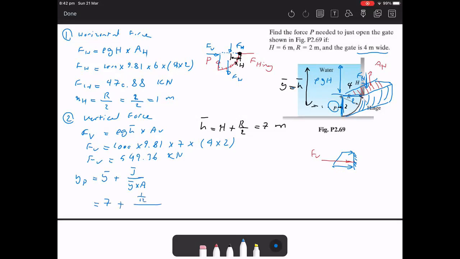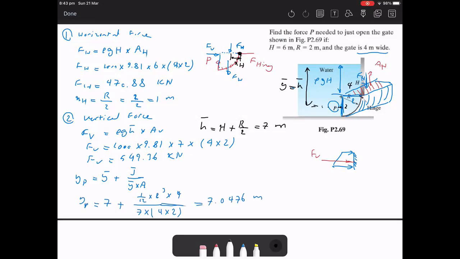Plus I, for the rectangle, the formulation is 1 divided by 12, 2 to the power 3 times its width, which is 4 meters here, divided by Y bar, which is 7 meters, times area, and area is 4 times 2. So the final answer will be 7.0476, and the unit is meters. Okay, keep it in your mind, YP is measured from the free surface.